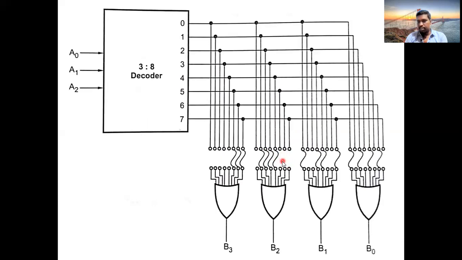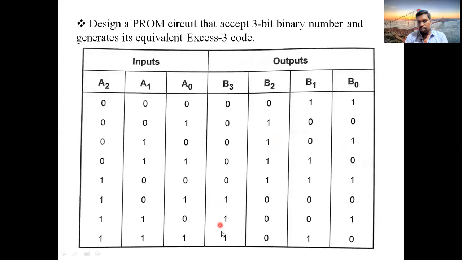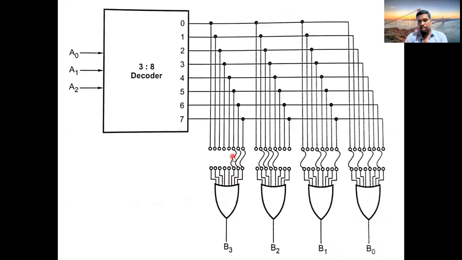They are not connected. And what about B3? See the table of B3. Only the last 3 combinations: the 5th, 6th and 7th combinations. See here, the last 3: 5, 6, 7. Only these 3 pins are connected to this particular gate. Like that, see the table carefully and connect only the pins which represent 1 with the help of fuses.